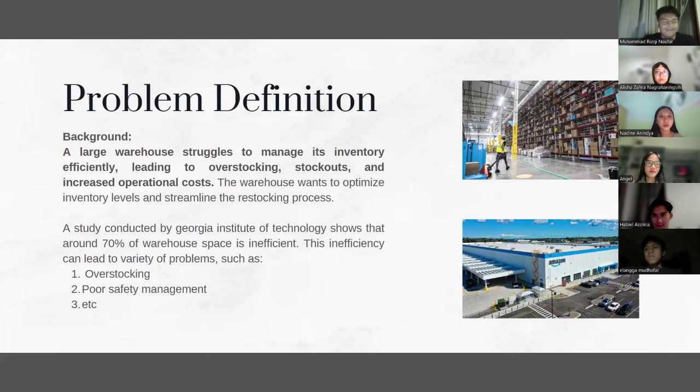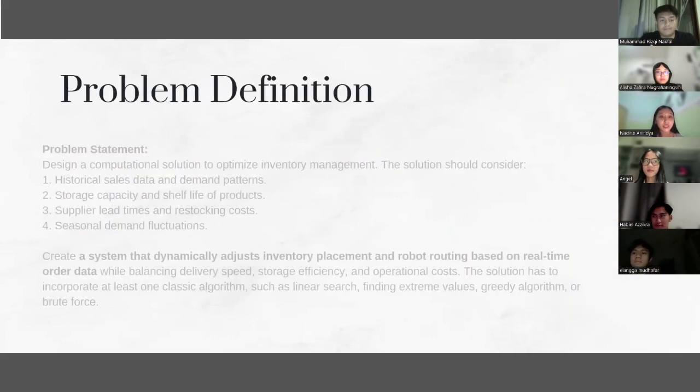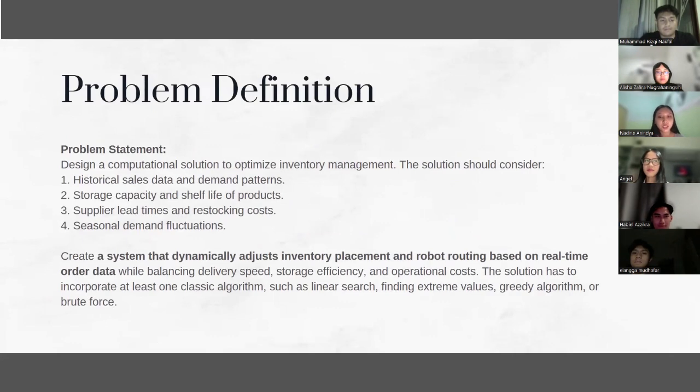Okay, to start, our background is a large warehouse struggles to manage its inventory efficiently, leading to overstocking, stock out, and increased operational costs. So what we need to do is create a system that dynamically adjusts inventory placement and robot routing based on real-time order data. But we should consider these 4 points. Next.